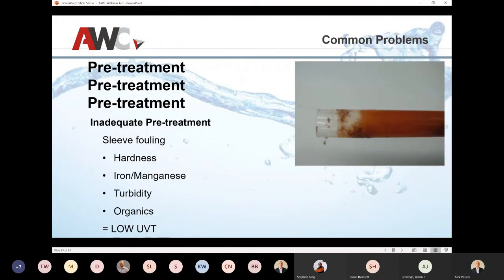Common problems with UV, and I insist, pre-treatment, pre-treatment, pre-treatment. You have no idea how many of these systems have issues where the only issues that we're having are because of lamp fouling or water quality. So we discussed the things that are going to be interfering with our UV disinfection: water hardness, iron, organics, turbidity, which will all cause low UVT. So low UVT is caused by everything that you have up there. That's why the pre-treatment is so important.